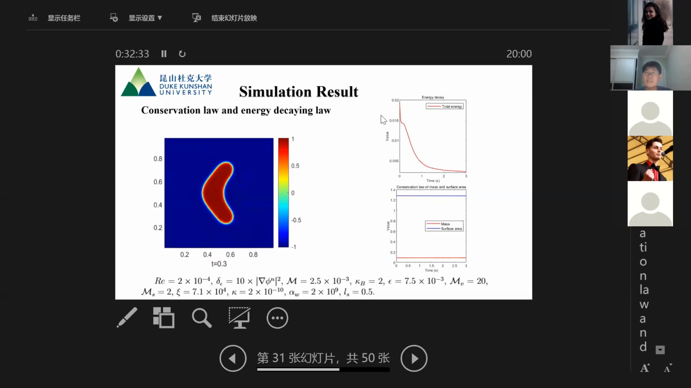You can see that the total energy of this system, because there is no external force acting on it, should always decrease. This is my numerical simulation showing that. Another thing, as I said, is that the total volume and the total surface area of the red blood cell should be conserved. So this checks my total volume and total surface area during the deformation of the red blood cell. It's always constant in the numerical results. This is the first step, where I change my model to the numerical model.